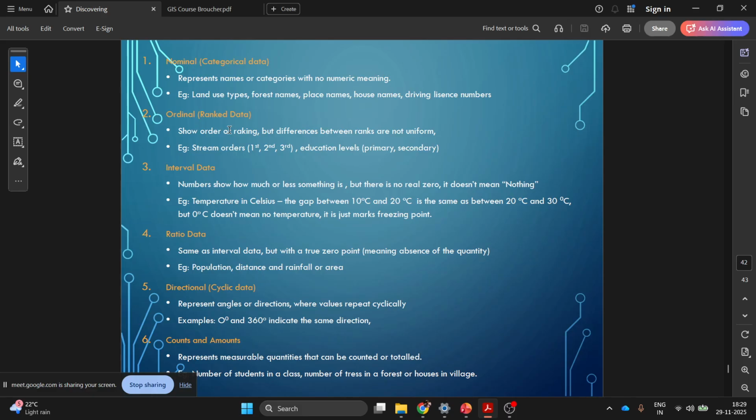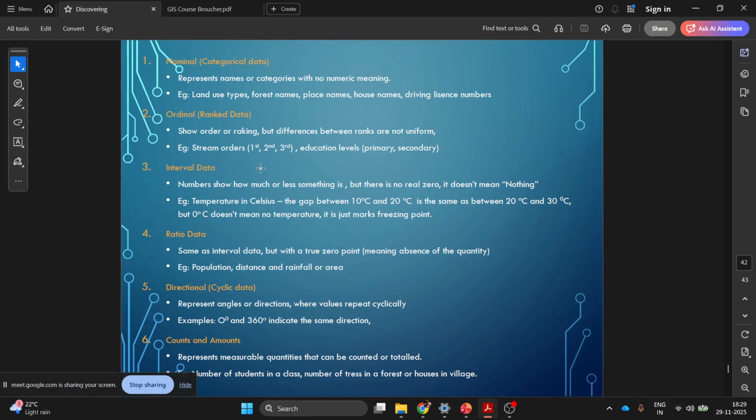The next type of data is ordinal data, that is ranked data. It shows the order or ranking, but the differences between ranks are not uniform. For example, stream order. I was referring to a road that comes from a national highway and diverges into a state highway. This is called first order, second order, and third order. Similarly, a tributary will form a bigger stream, and a stream will form a river. That comes under ordinal data. In this case, the difference between the first and second order is not equal, right?